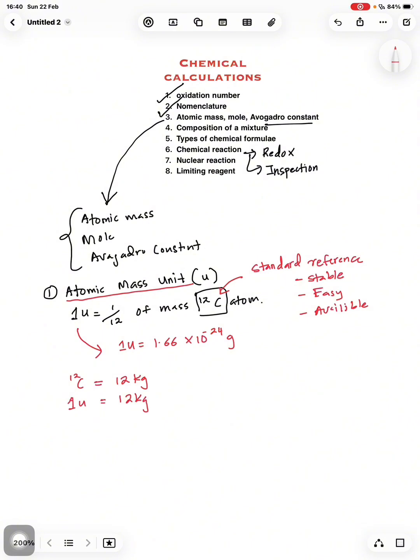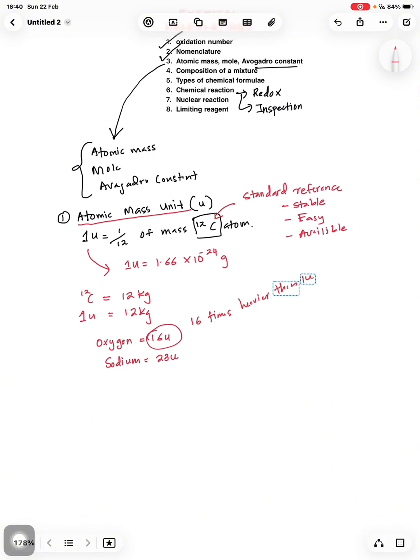So when you say oxygen, right, it is equal to 16U. Likewise, sodium, it is equal to 23U, which means oxygen here is 16 times heavier than 1U. This is how simply we compare. That's all about atomic mass unit.